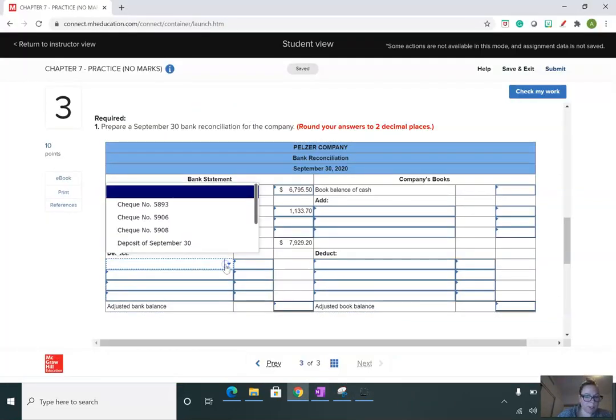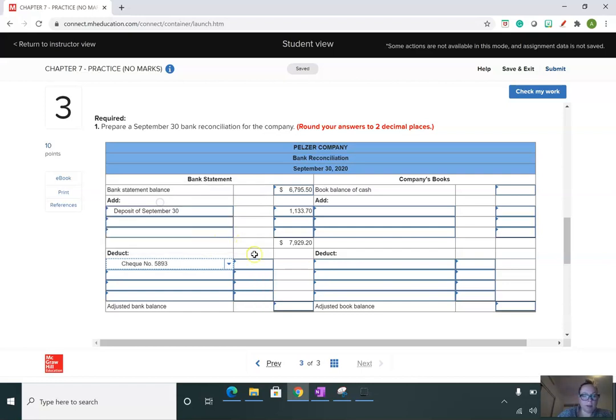Okay, so we can just put the check number down. And usually if I'm doing this in real life, I'd put the name of the person I wrote the check to. So 1485.65. Okay, so let's go back and check to see if there's any more checks.